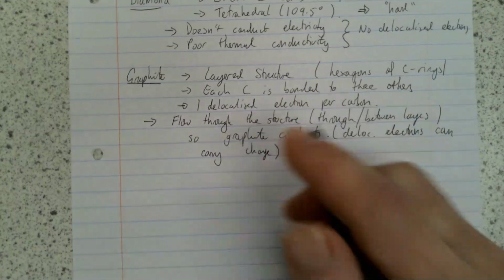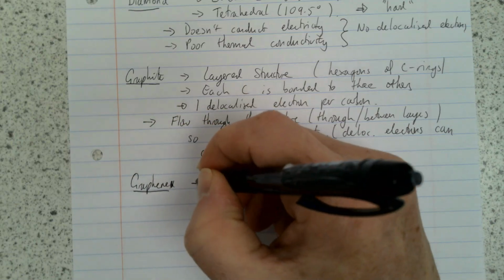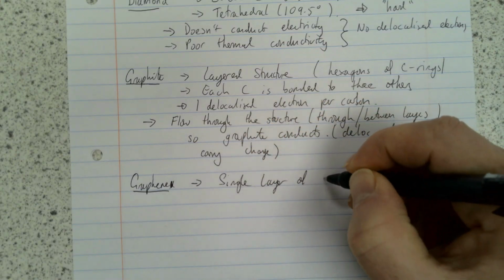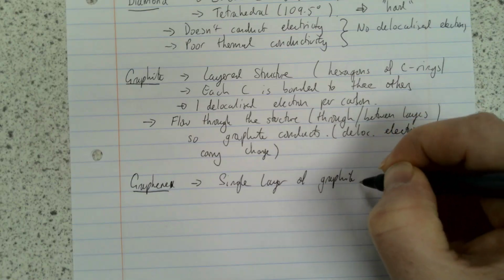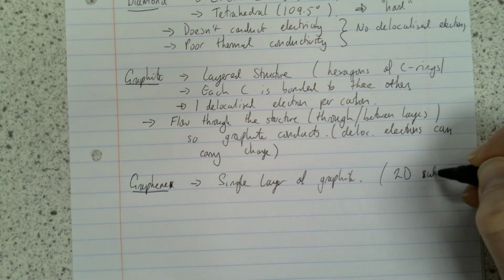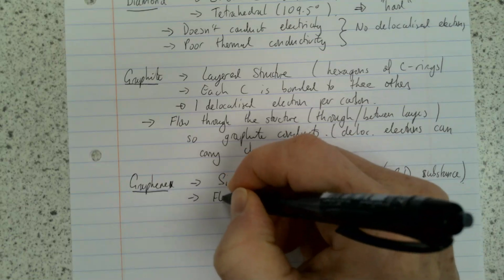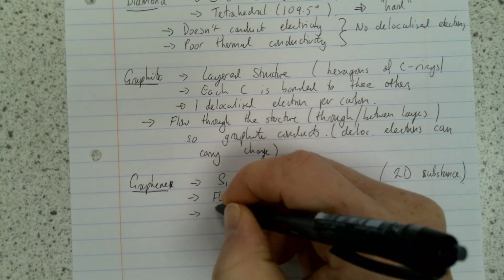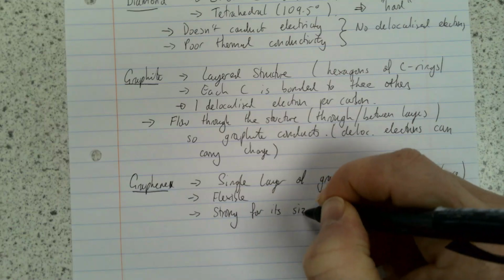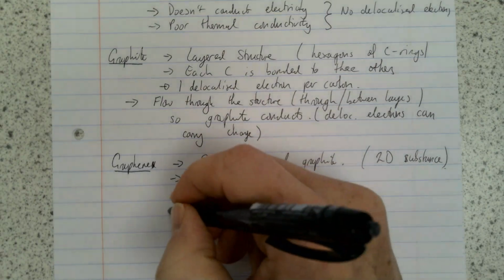So graphene. Again, I know you know this from last year. This graphene is simply a single layer of graphite. Everything's the same, except because it's a single layer, essentially a 2D molecule or 2D substance, and therefore it is incredibly flexible, and it's strong for its size, for its thickness, incredible strength for its size, and of course it's extremely conductive.